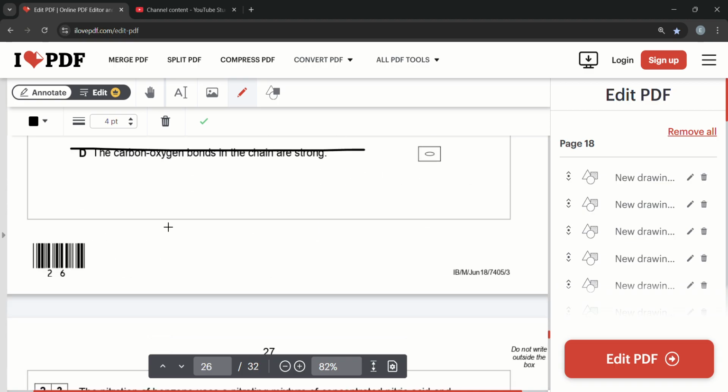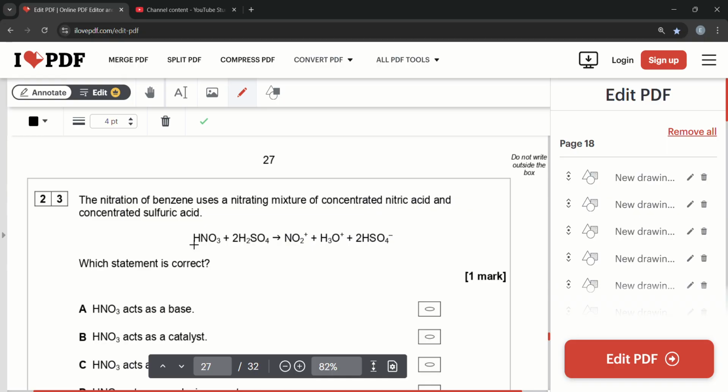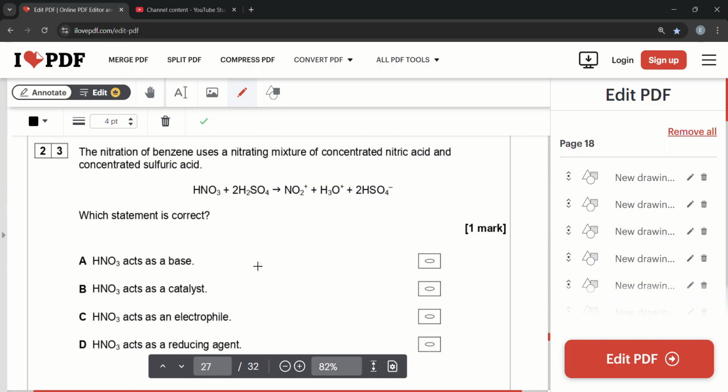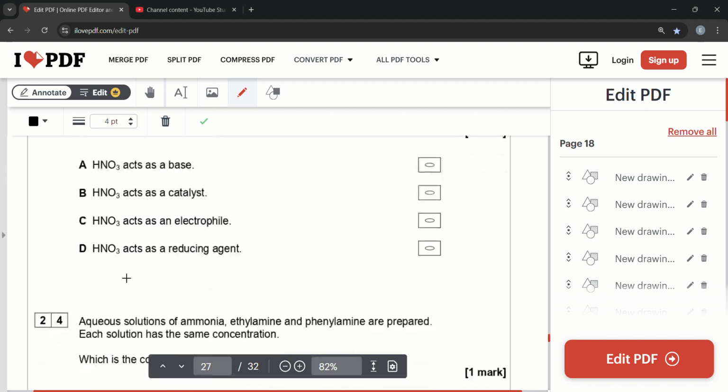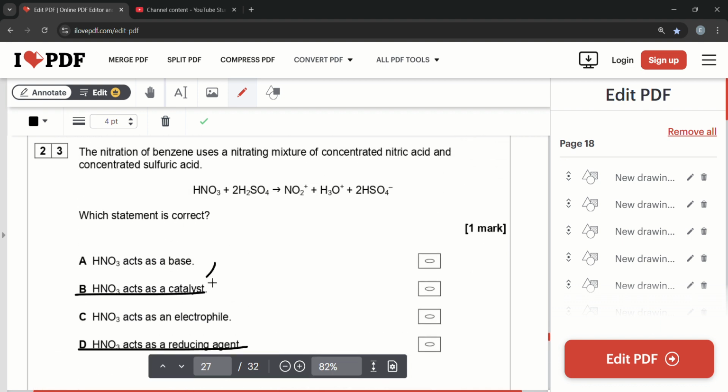22B. 23. Which statement is correct? You do need to, I'm pretty sure you do need to know this equation as well. HNO3 acts as base, acts as catalyst, acts as electrophile, acts as reducing agent. Definitely not that or that, because if it acted as a catalyst, it wouldn't be used up in the reaction, but it clearly is used up because it's not formed at the end of the reaction. So the answer is A.